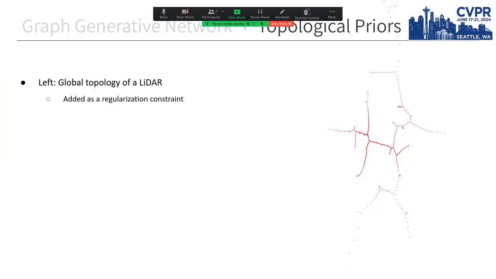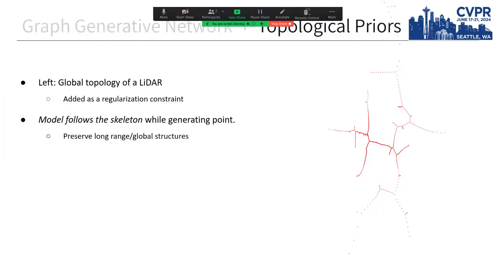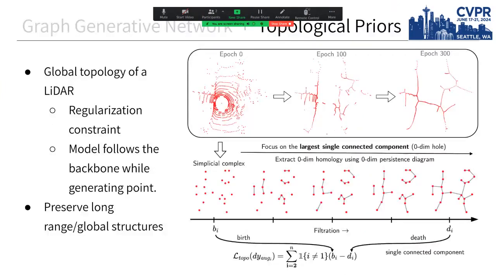This can be easily added as a regularization constraint to a model. The model will then follow the skeleton while generating and augmenting static points to the sparse LiDAR scan, and it will augment those static points along the global static structures. This helps to preserve the global long-range structures.